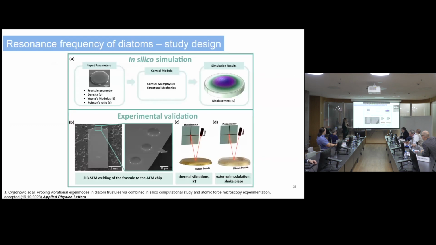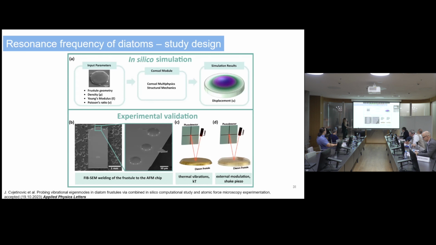The next thing we did is to perform vibrational characteristics. Why? Because this whole relationship between structure and mechanical properties influences the vibrational characteristics of the diatom frustule as a complex micrometer-sized mechanical system. The vibrational, actually resonance, frequencies of diatoms were subject of research before, but only in terms of numerical simulations. We decided to not only perform numerical simulation, but also try to experimentally validate those findings.